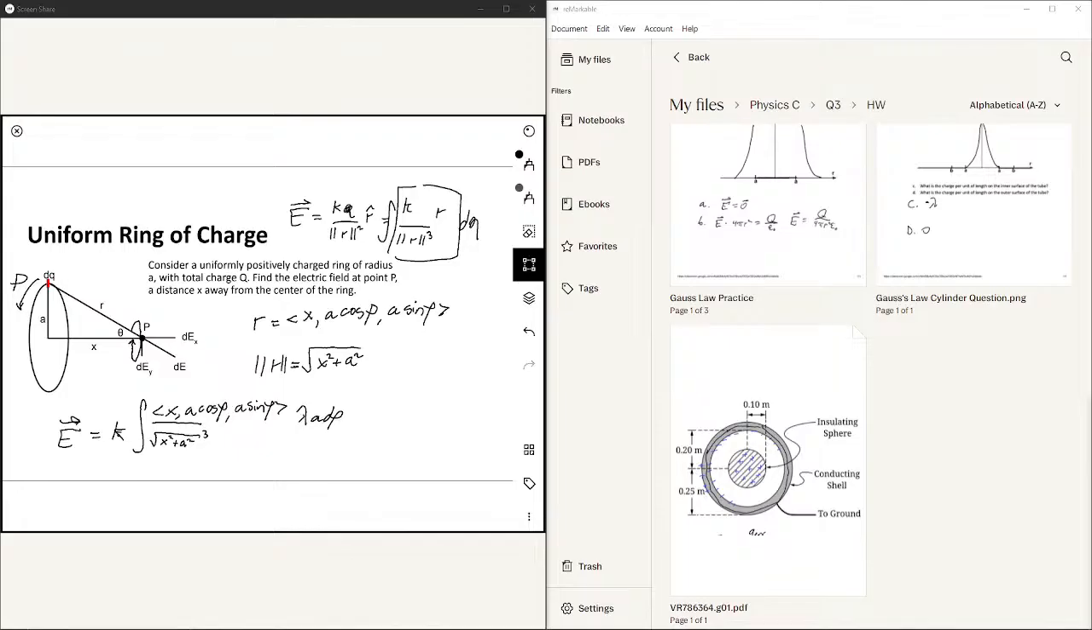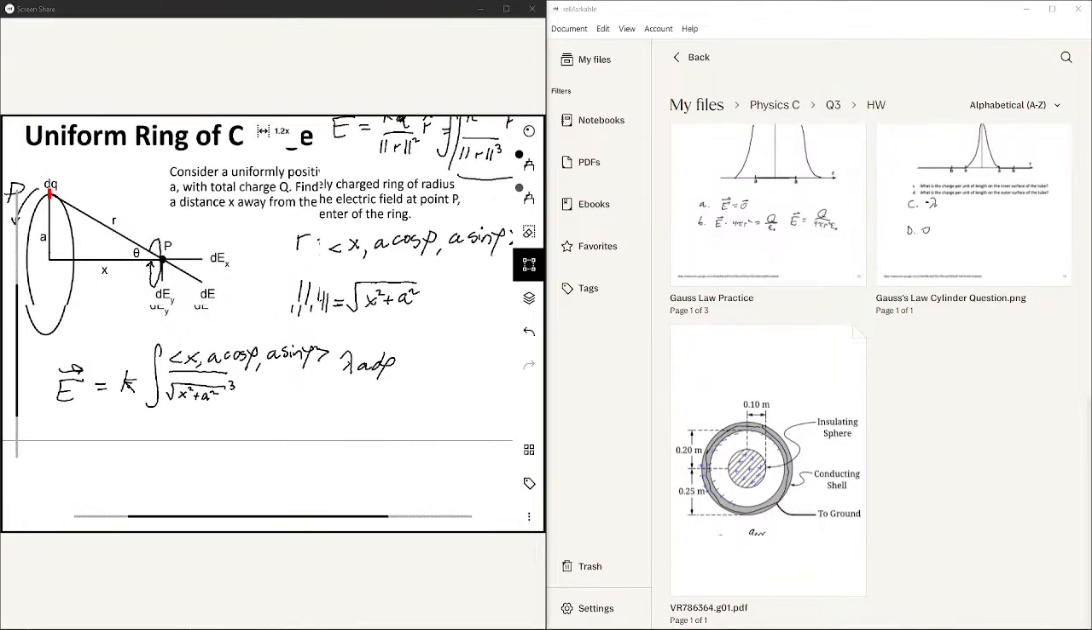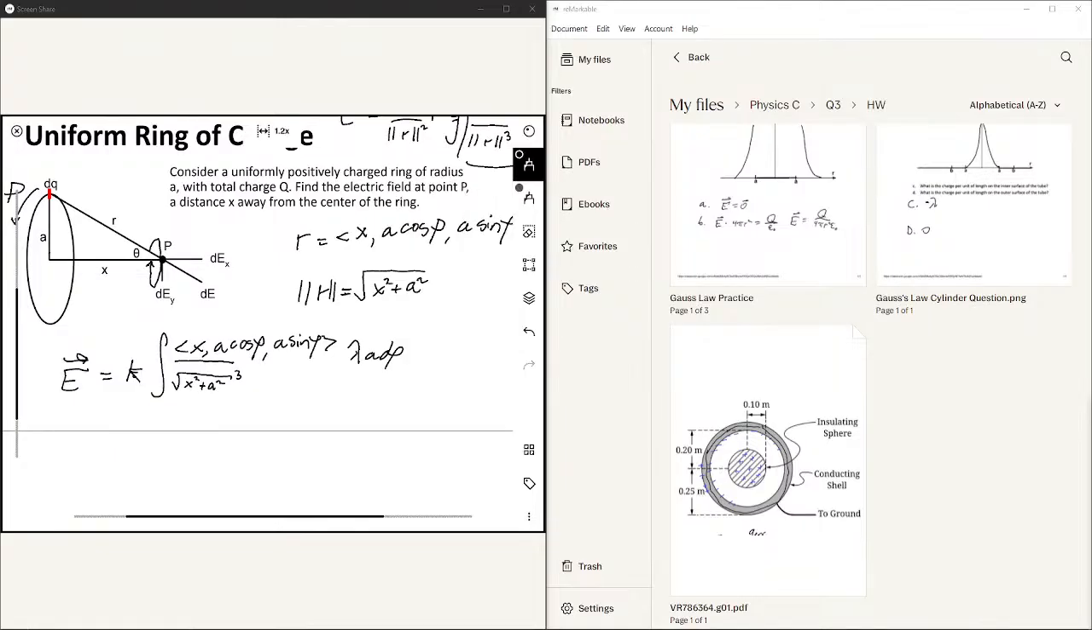Okay, this might be hard to read, and I'm gonna try and write smaller. We can pull out this A. Let's do that. I'll pull out lambda A. So we have k lambda A.